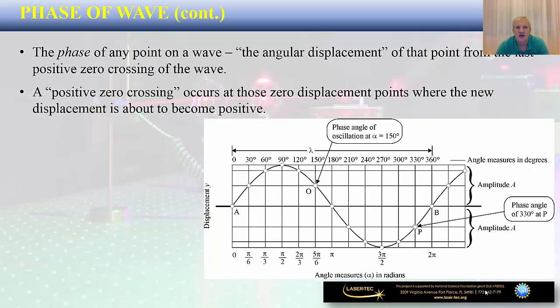So we can define the phase of a wave as the angular displacement of a specific point on the sinusoidal curve from the last positive zero crossing of the wave, where a positive zero crossing occurs at those zero displacement points where the displacement is about to become positive. All these are the properties of sinusoidal functions that can further be elaborated through the concepts of trigonometry that's going to go beyond this class.